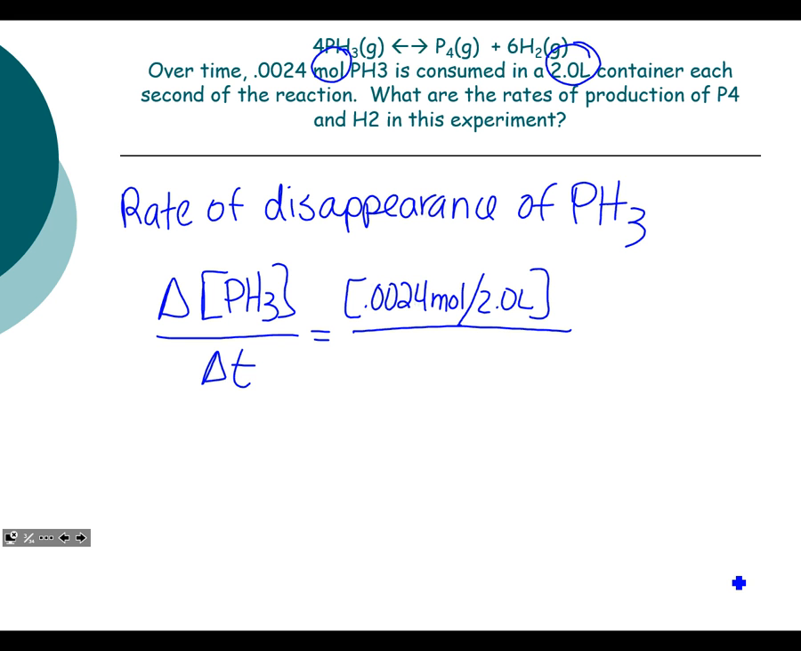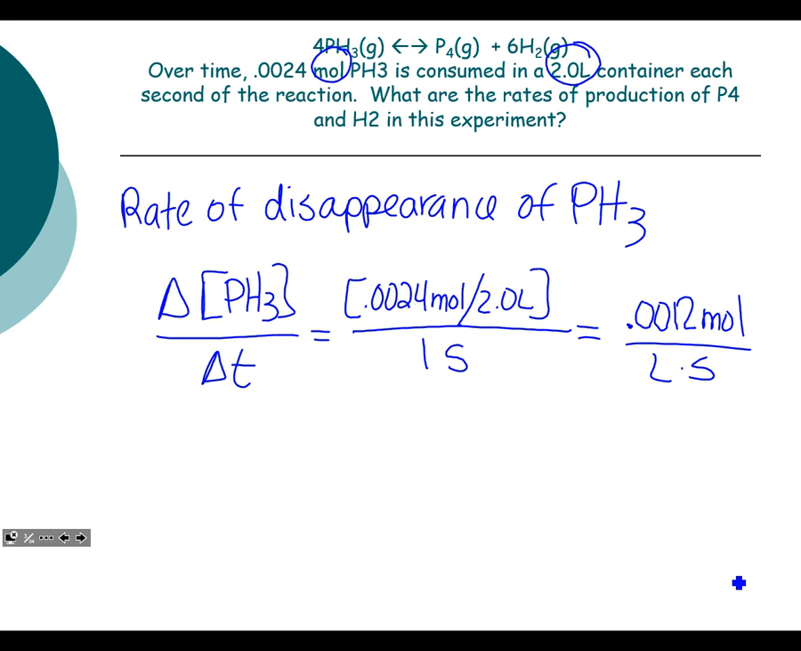And we know the time frame that we're looking at. We're seeing how this is changing every single second. So every second, this is the rate at which it's changing. Well, if we want to turn that more simply into rate, we're going to take our 0.0024 and divide it by 2. And we get 0.0012 moles per liter second is consumed, or is used, or the rate of disappearance. There are lots of different ways that you can refer to that.